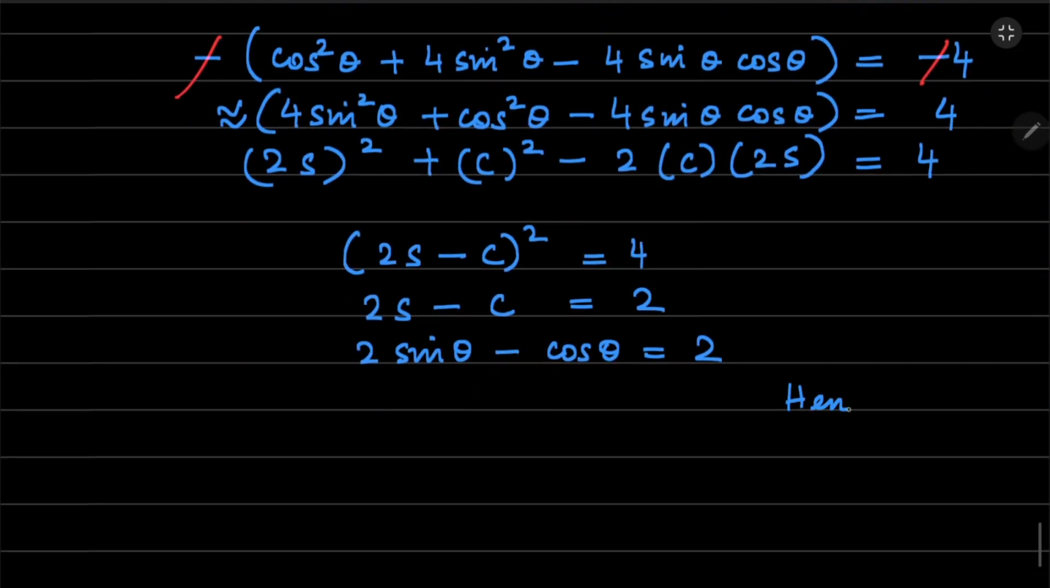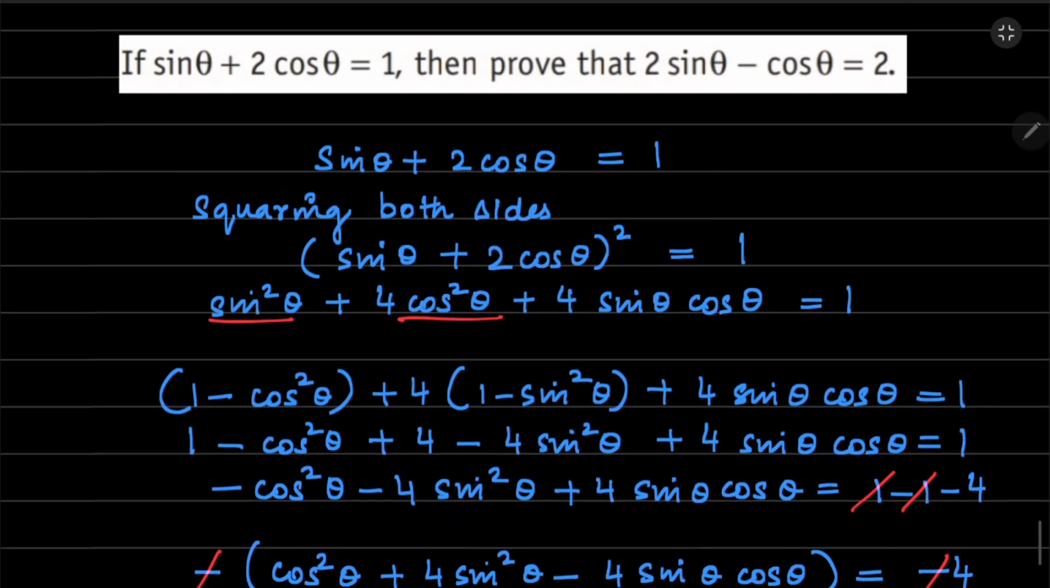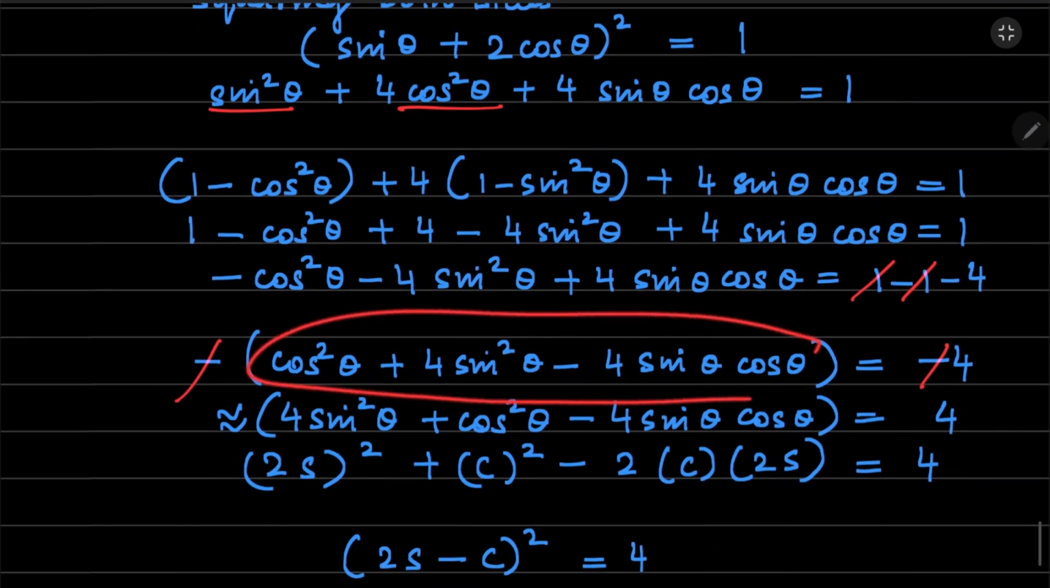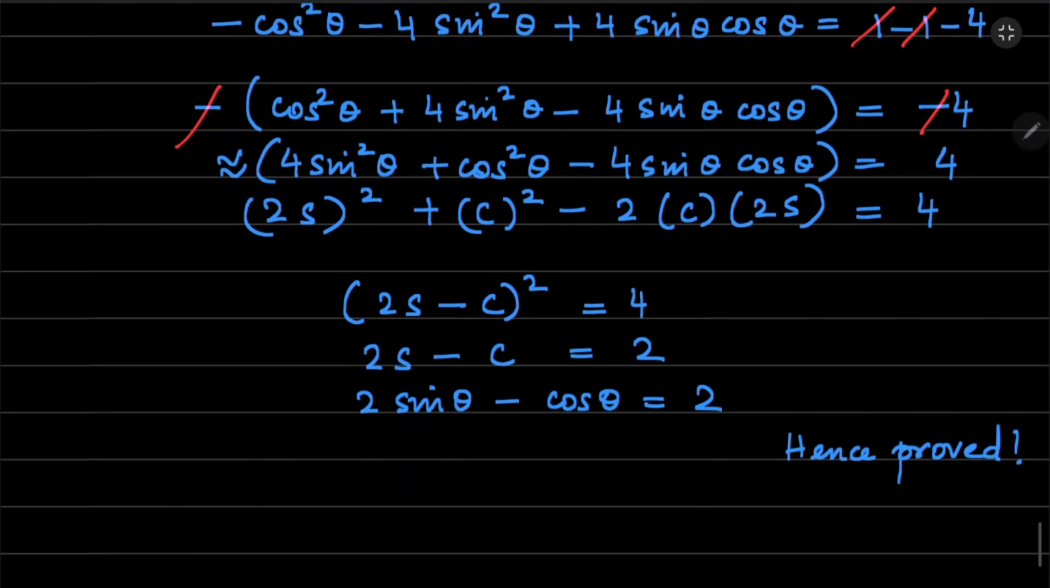Hence proved. Now why is this question a little tricky to do is because you need to practice and understand the reason why we are first of all squaring both the sides, converting sine square to 1 minus cos square, converting cos square to 1 minus sin square, and simplifying it, and then applying the algebraic identity that is a minus b the whole square. So this is quite a good question, but there's nothing new about it.